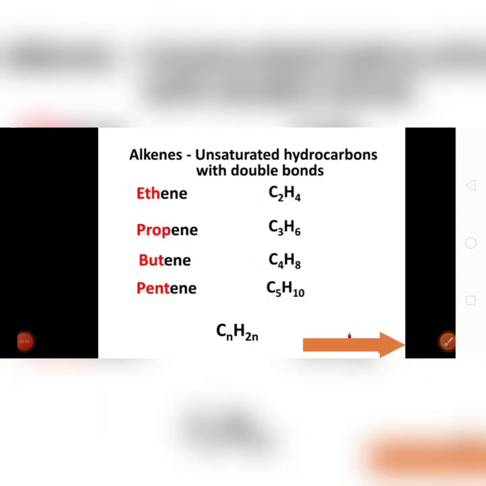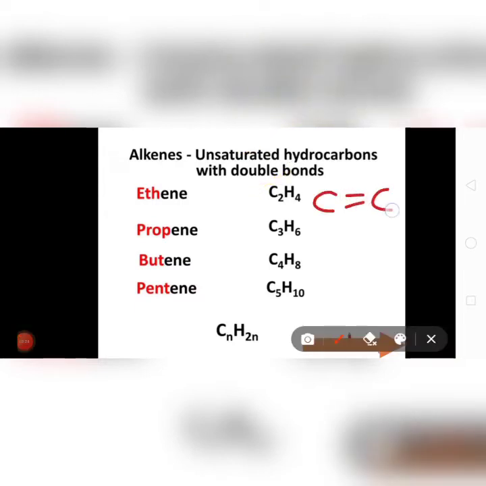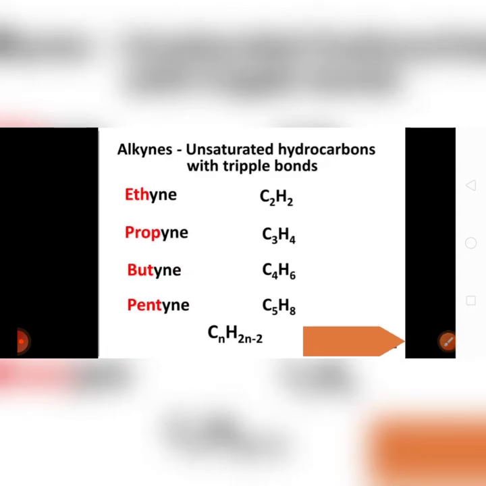Now let us understand what alkenes are. Alkenes are unsaturated hydrocarbons with double bonds, something like this, C double bond C. They have the general formula CnH2n. And moving to the next one, we have alkynes. These are again unsaturated hydrocarbons which consist of a triple bond, meaning there will be a C triple bond C between these atoms.